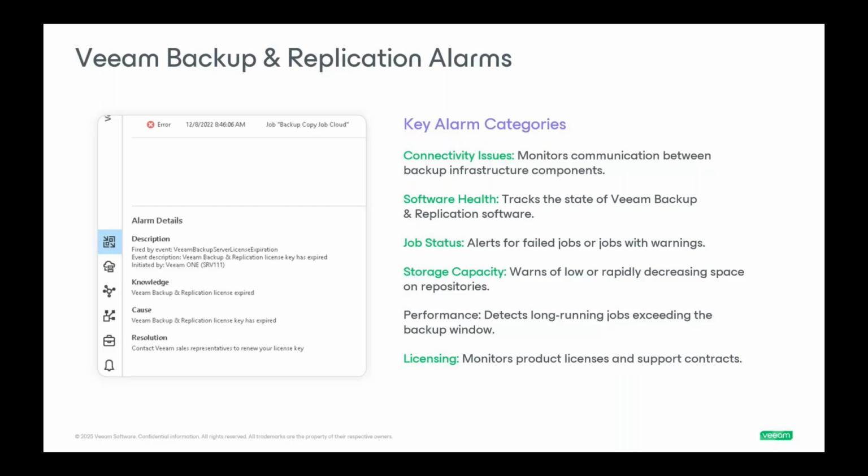So on the left is an example alarm about licensing. You can see it says license key has expired, initiated by Veeam ONE. Basically all of our alarms show you the details. We're always going to show you a description of the alarm. We'll give you knowledge about the alarm and what the cause and a potential resolution is. Sometimes we even link KB articles if it's a known issue. Obviously, this is not a replacement for support. It's just giving you extra guidance if needed.